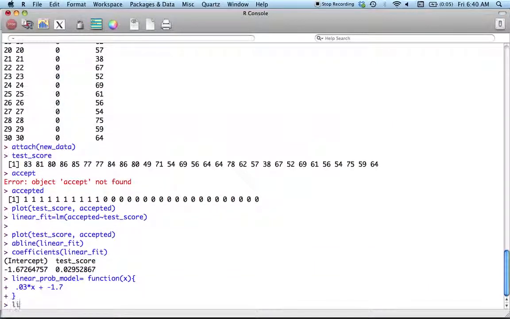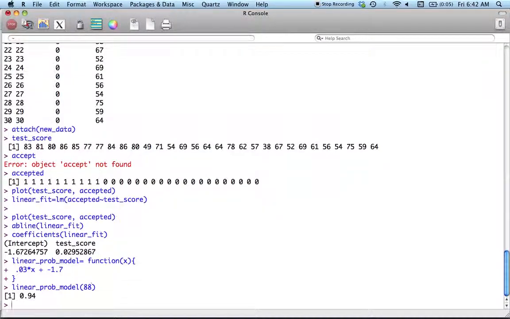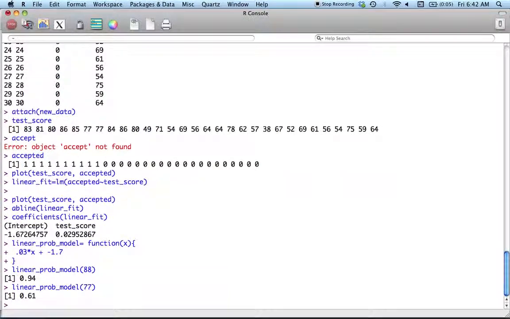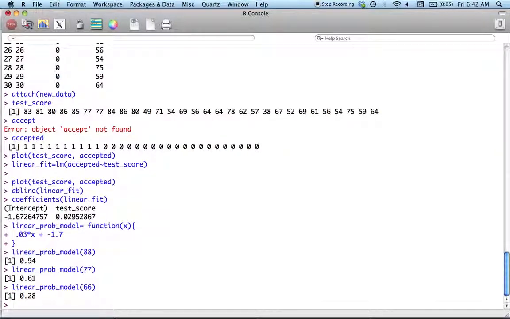So I'm going to put this into R and see whether R likes it or not. So let's say somebody got an 88 on the test. What is the probability of them getting into the program? 0.94, that looks good. What about a 77? Okay. Hey, this is great. I like this. But I have a feeling something bad is going to happen.